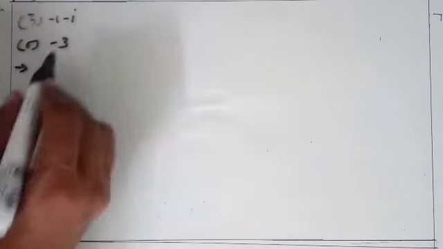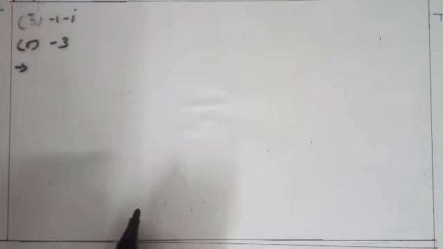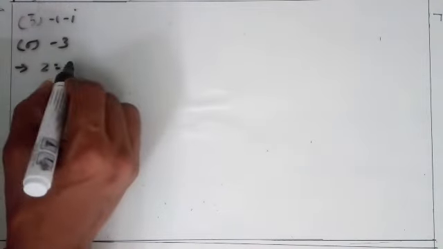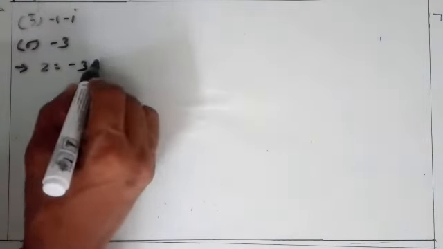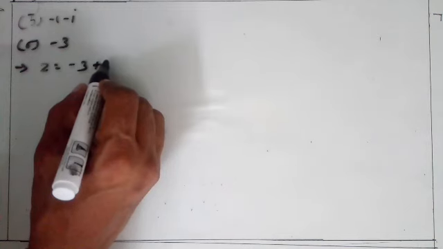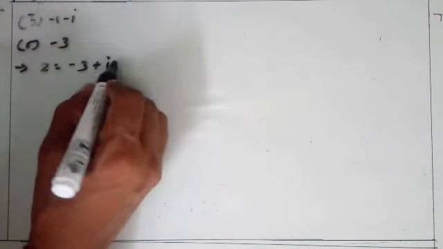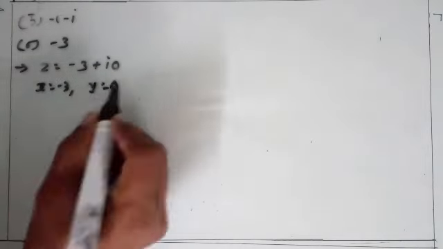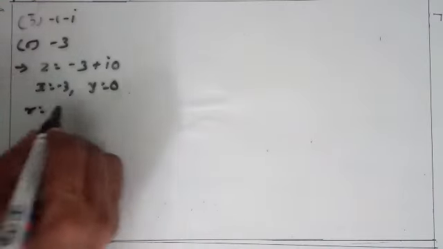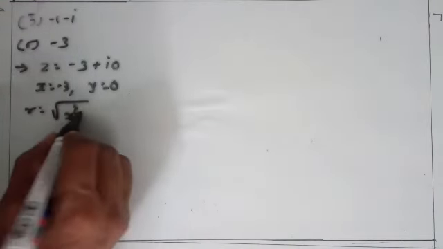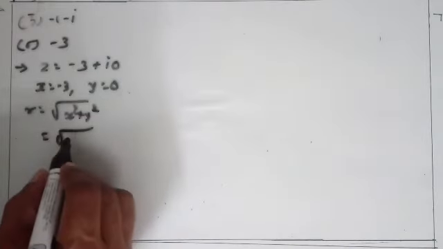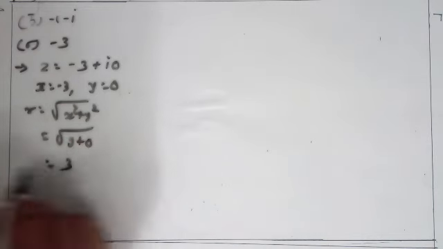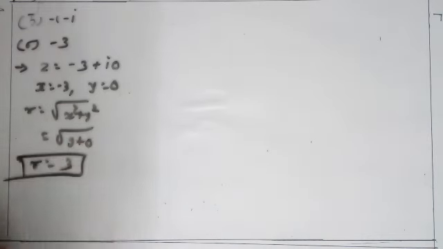Here we are able to solve this question number 6. Just try. Let z is equal to minus 3 plus, here the imaginary part is 0, so i into 0. So here x is equal to minus 3, y is equal to 0. Clear this? So r is equal to root of x square plus y square is equal to root of minus 3 square is 9 plus 0 square is 0. Root of 9 is 3. So r is equal to 3.